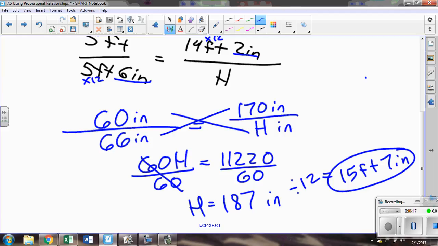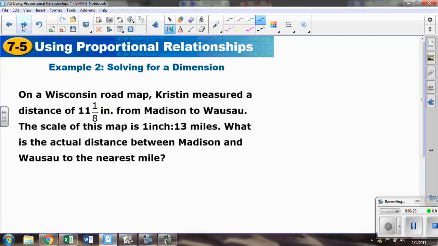This process collectively is referred to as indirect measurement, because we're getting the measurement of something, but we're not putting a ruler down to measure it correctly. We're using similar figures. A really common place you encounter these are scale drawings, like in maps. So on a Wisconsin road map, Kristen measured a distance of 11 1/8 inch from Madison to Wausau. The scale on the map is 1 inch to 13 miles.